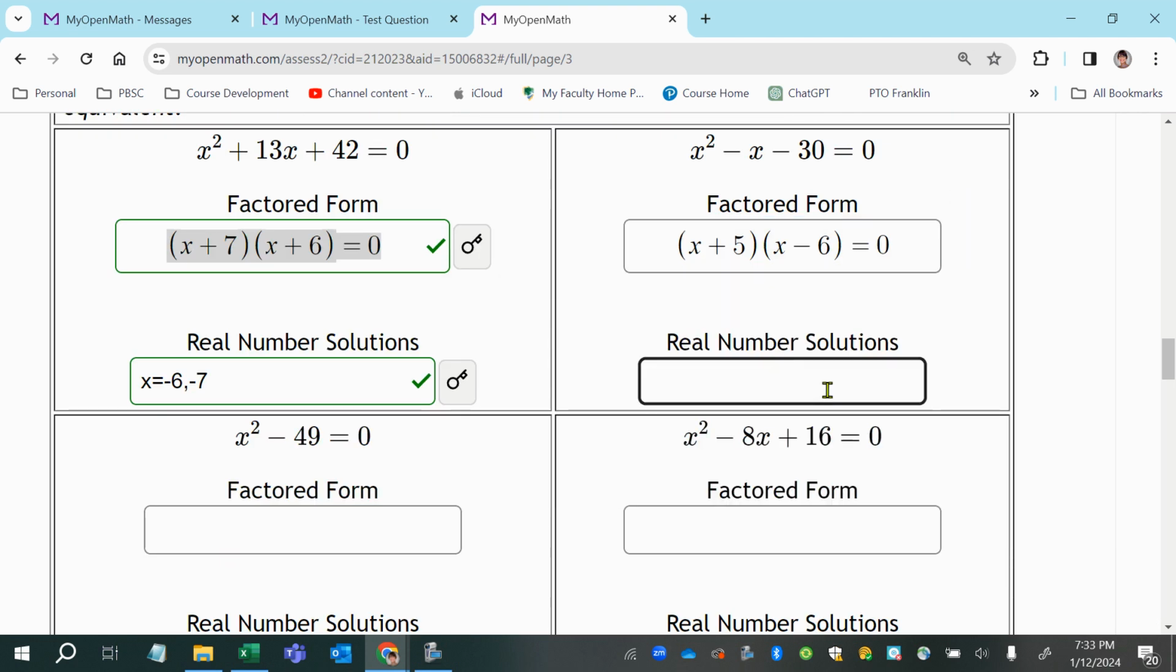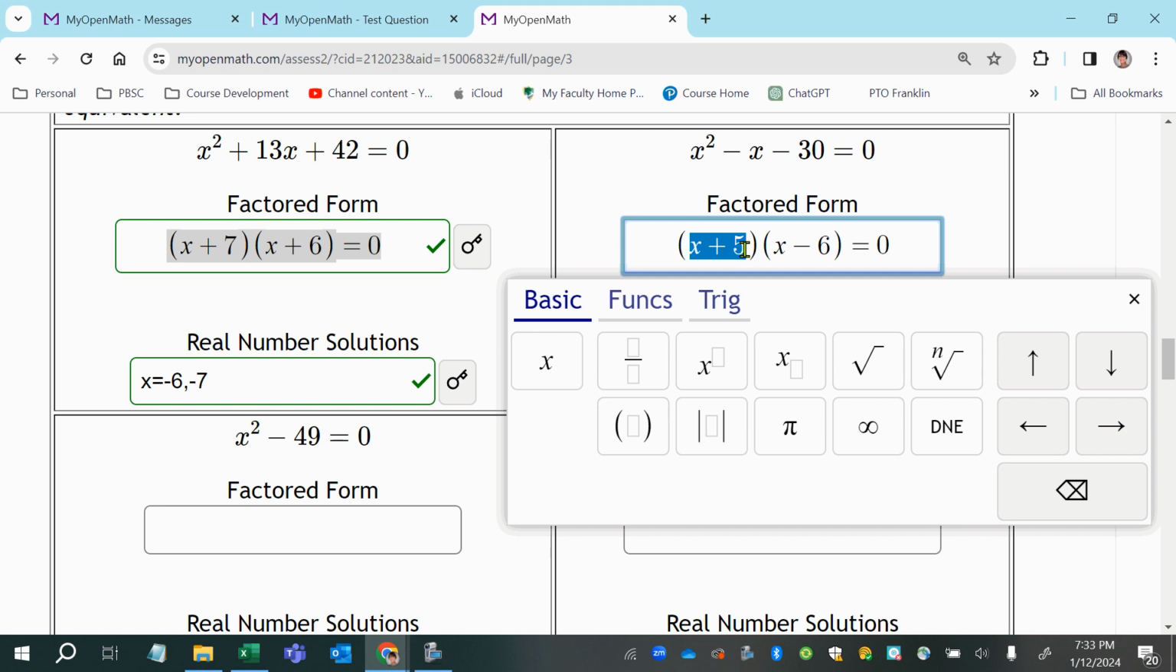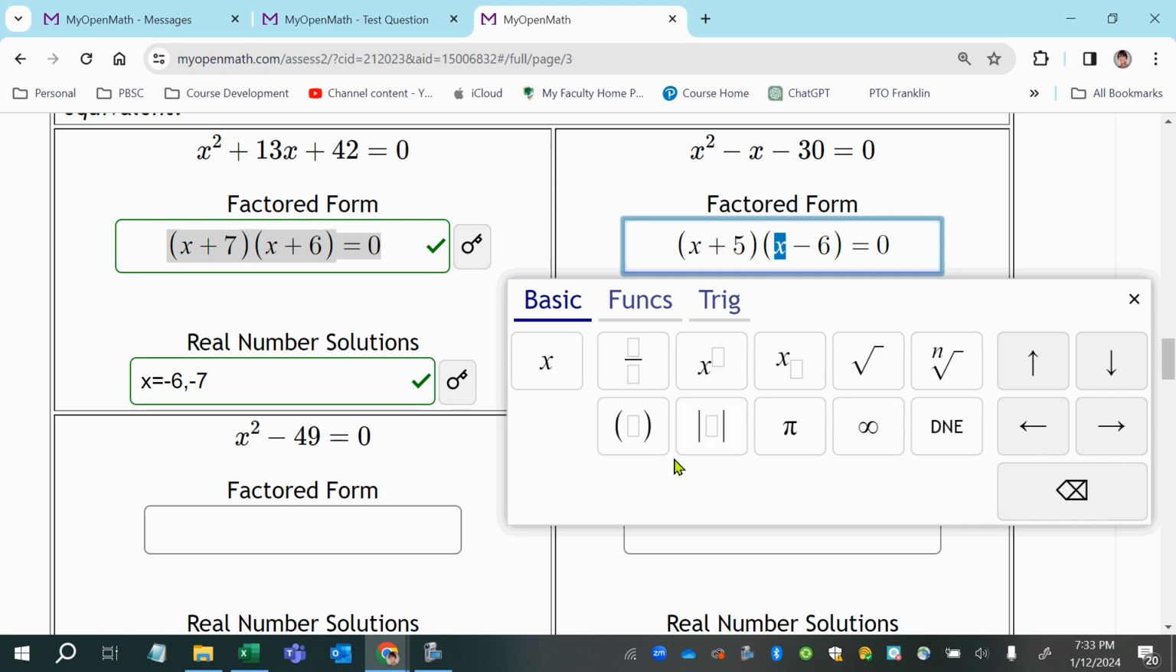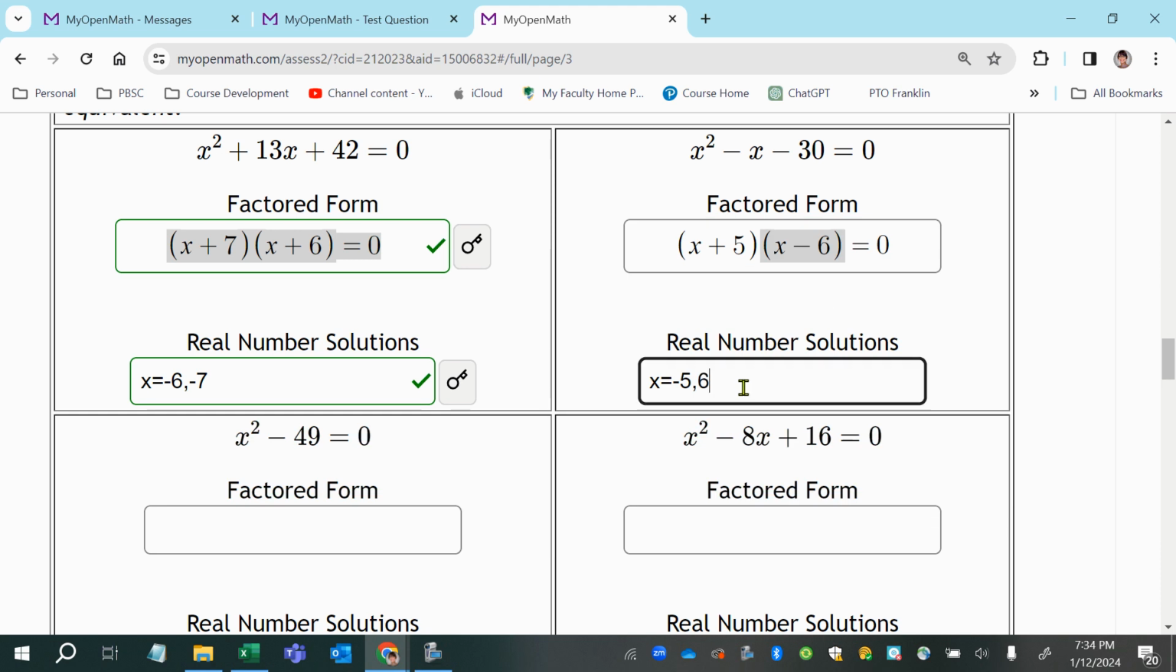The real number solutions would then be x equals negative 5, because if you plug in negative 5 to this factor, it'll zero out. Or another thing that would work is if you plugged in positive 6, then this factor would zero out. So we would have these two answers.